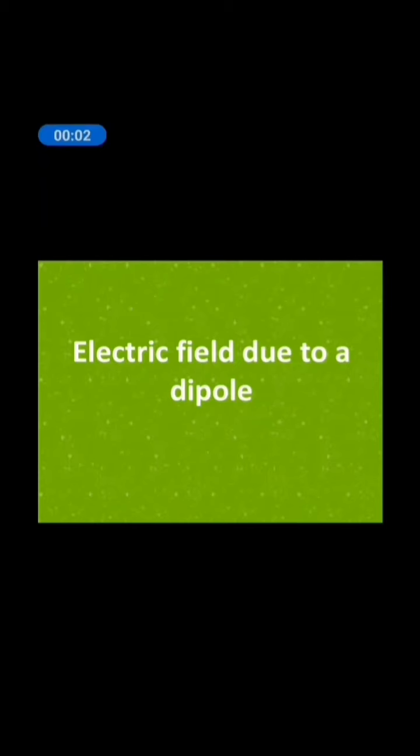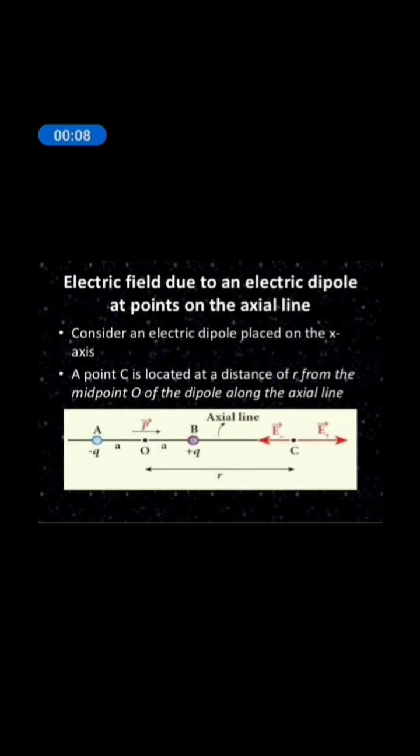Study about electric field due to a dipole. There are two cases. In the first case, electric field due to an electric dipole at points on the axial line.